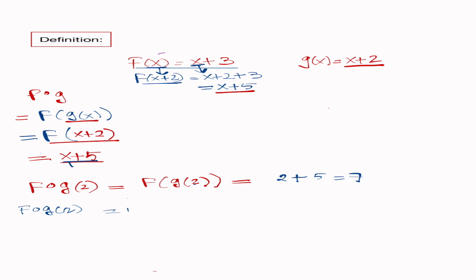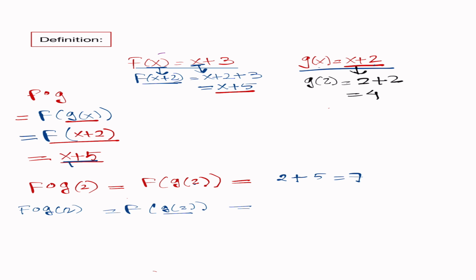f of g of 2, right? You can just write down f of g of 2. Now you find g of 2. So g of x equals this, right? Now let's find g of 2. So g of 2 is simply, instead of x you replace with 2, you just plug in the values, 2 plus 2, which is 4.